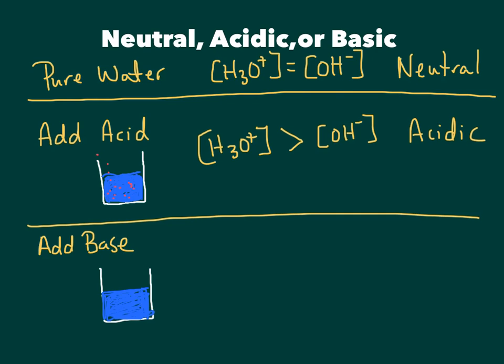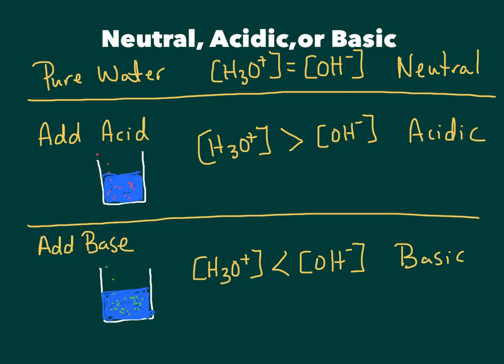And if we were to add base to pure water, and I'll have the base be this green color right here, then that would be an increase in the hydroxide ion concentration of that pure water, and therefore a decrease in the hydronium ion concentration. So as basic, we still have hydronium ions, but we have a greater amount of hydroxide ions. And that makes it basic. These definitions you want to write down.